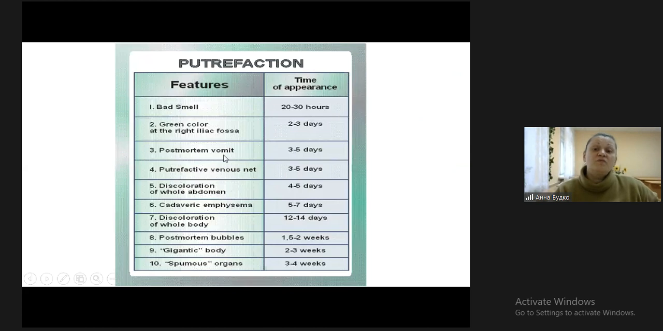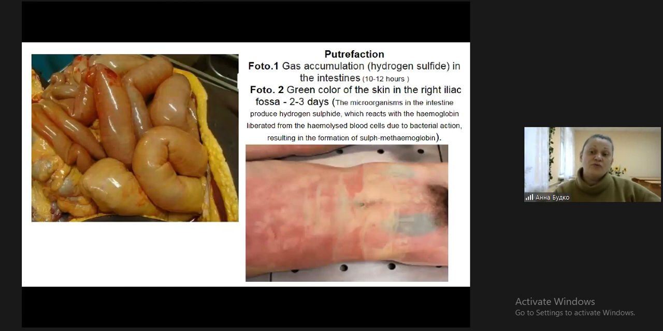In our table, postmortem vomit. Postmortem vomit is formed due to emphysema, cadaveric emphysema, corpse emphysema. Putrefactive venous net, 3 to 5 days. Discharge from the anterior wall of the abdominal cavity, 4 to 5 days. Next, cadaveric emphysema in all cavities, both the thorax cavity and the abdominal cavity, after 5 to 7 days. Discoloration of the body skin at 12 to 14 days, and the postmortem bubbles after 2 weeks, gigantic body 2 to 3 weeks, and the destruction of soft tissue you can see after 3 to 4 weeks.